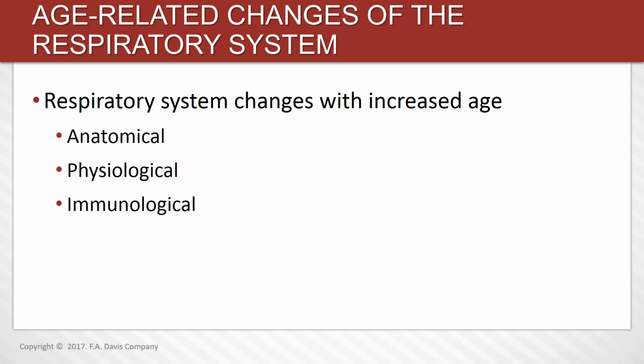There's an increased potential for bronchial constriction. They have more episodes of hypercapnia and hypoxia. They have delay in gas exchange. They have an increase in neutrophils. And they have a decrease in the macrophages in the respiratory system.